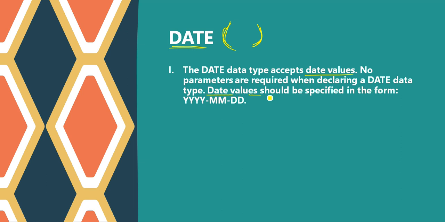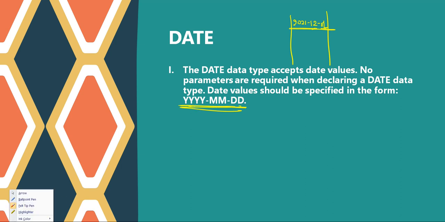Declaring a data type. Date value should be specified in the form of year, month, and date. So there is a default format for date. Whenever we want to store the value of date inside my column, I need to specify the date in this format only. Let's say the date of joining is 2021, in the month of December, and the date of 1. So I need to specify it in this format only. No other formats are accepted.